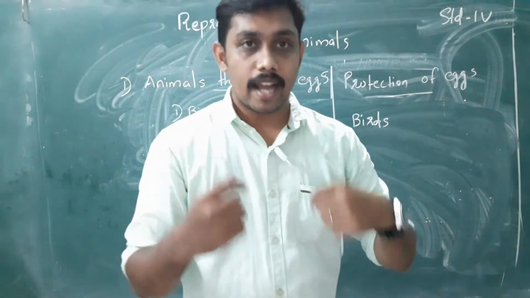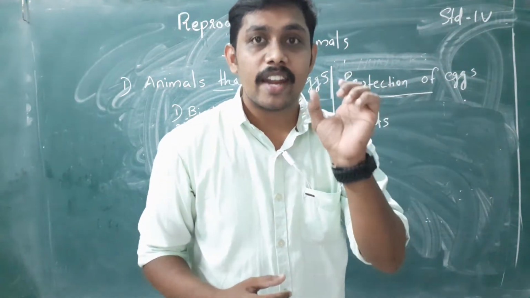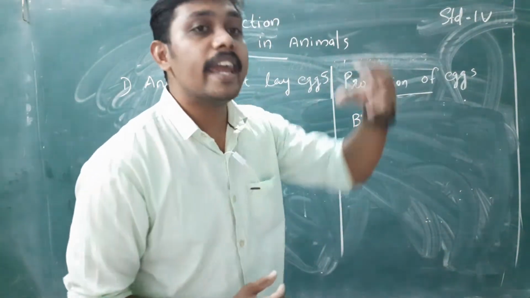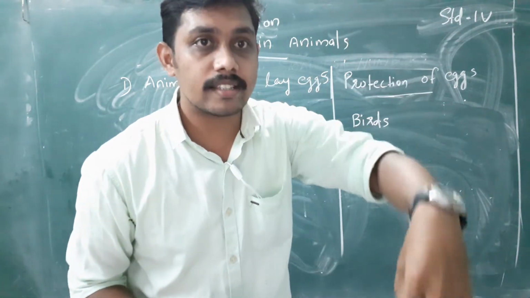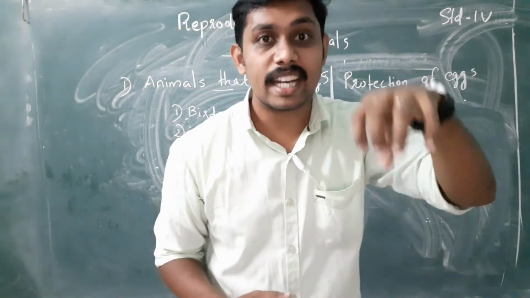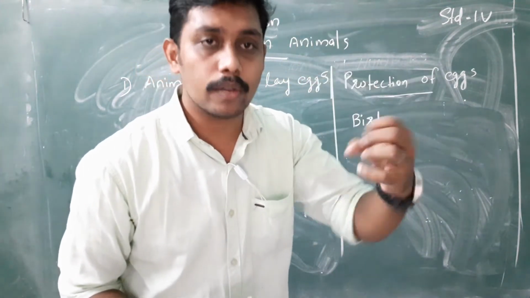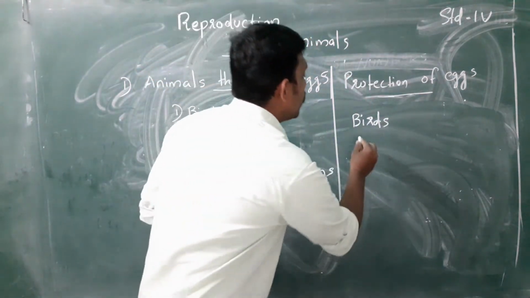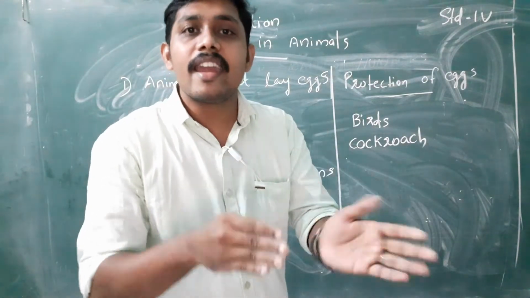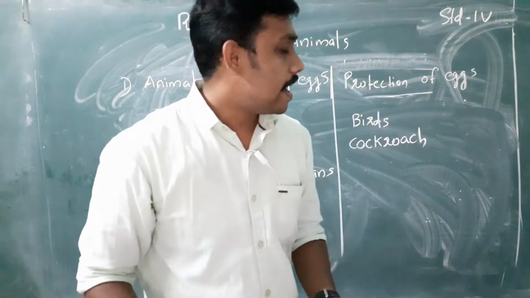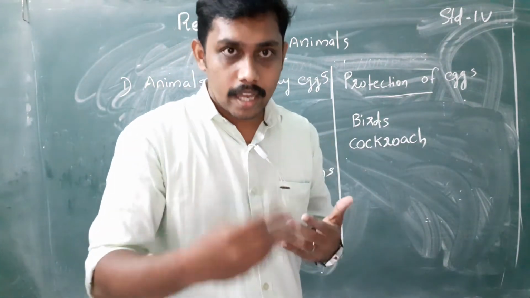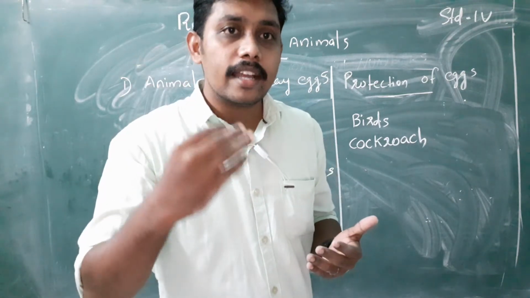So birds protect their eggs by preparing a nest. The birds prepare a nest, and in the nest they lay eggs and also protect the eggs inside the nest. And also in the case of cockroach, it is very simple. They lay eggs in dark places, because by this we cannot find the eggs. So the cockroach can protect its own eggs by laying eggs in dark places.